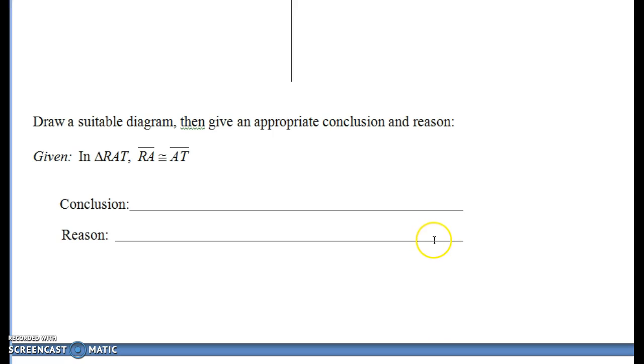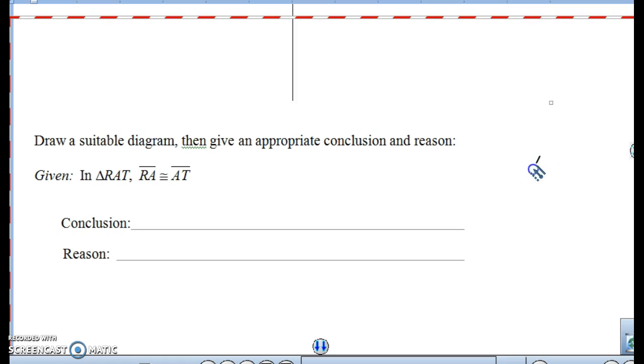Now, it's also important to be able to interpret the given information in order to draw a diagram. So, we are given triangle RAT where RA is congruent to AT. I can draw any random triangle I want. So here's my triangle. RA is congruent to AT. That means RA and AT have a common point, A. That's going to make that the vertex angle. So RA is congruent to AT.